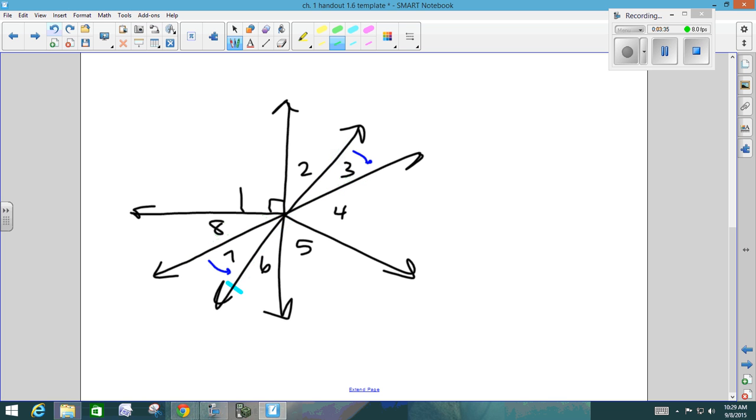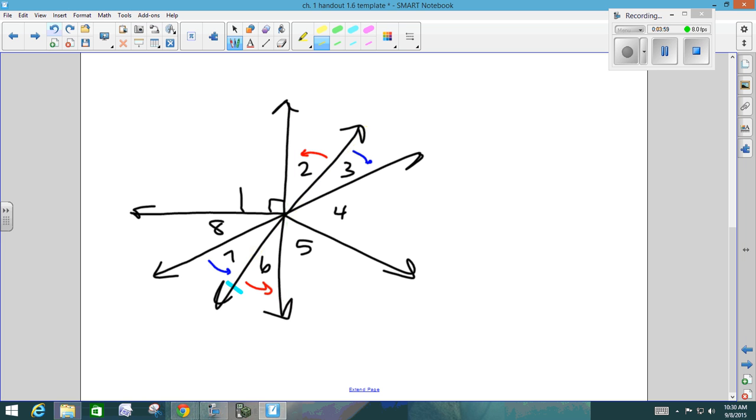Another pair? Dawson? 6 and 2. Do you guys agree with them? That 6 would be vertical to 2. And you can check by finding those intersecting lines. Here's a line that intersects another line. Yes, angle 6 is between green and yellow, just like angle 2 is. Those would be vertical angles.